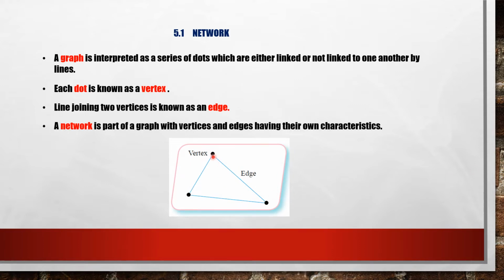So here, this dot is known as a vertex. This line joining two dots is known as the edge. This is the example of a simple graph.